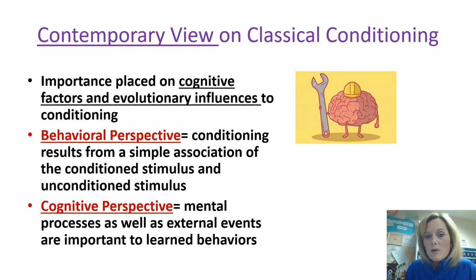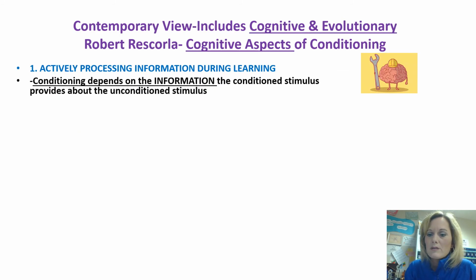So here's a couple more as we talk about the contemporary views of classical conditioning. We talk about the behavioral perspective, a simple association of a conditioned and unconditioned stimulus, and then also the cognitive perspective, the mental processes that go on when we're learning these behaviors and getting them paired as well. In addition to that, we're going to bring in the evolutionary perspective. The next researcher to know is Robert Rescorla, and he has that cognitive perspective.